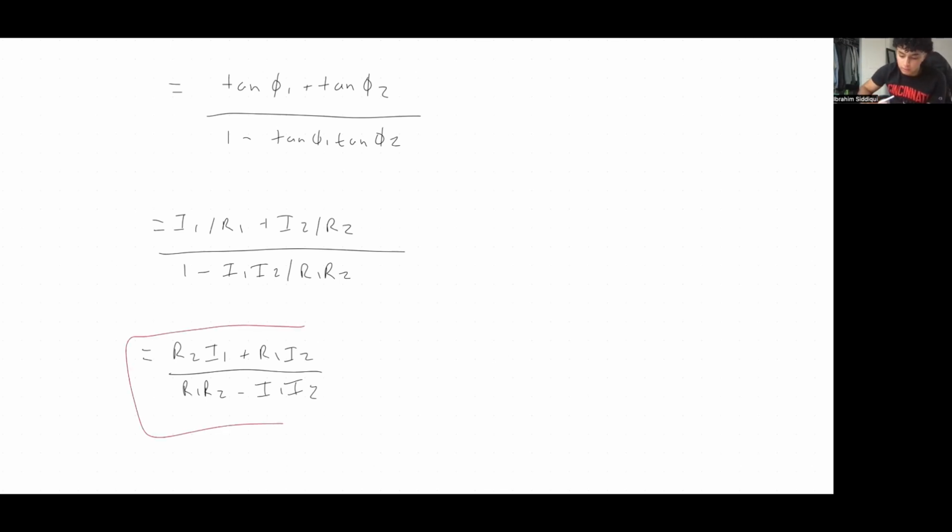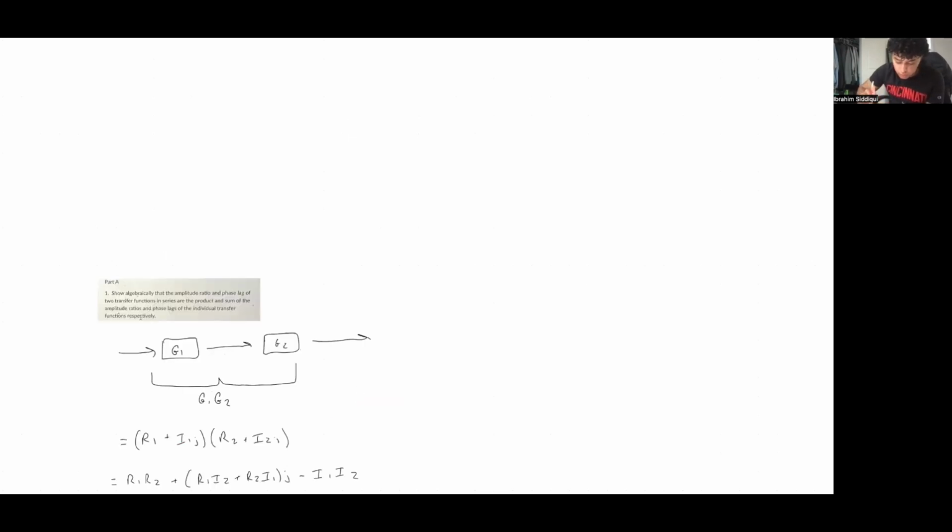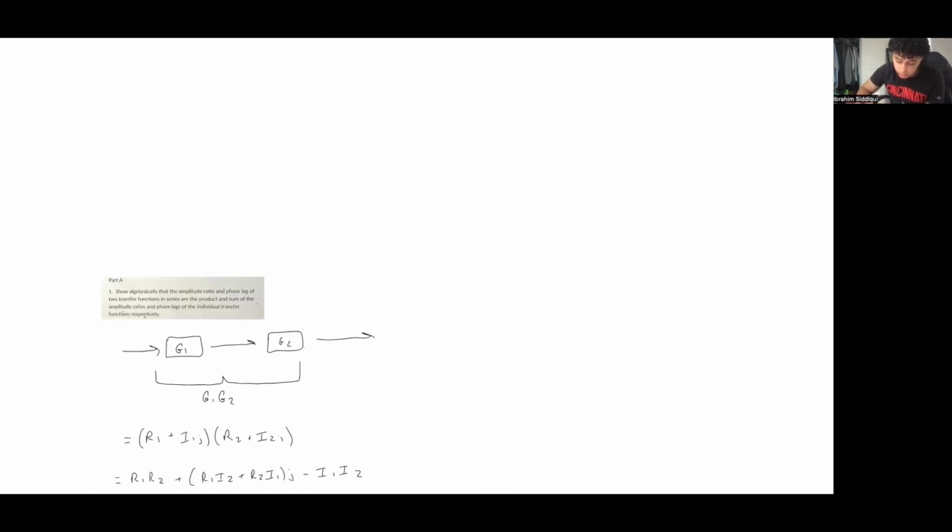Going back and looking at the problem statement, we are essentially showing algebraically that the amplitude ratio, that's what we were looking at, and phase lag of two transfer functions in series are the product and sum of the amplitude ratios and phase lags of the individual transfer functions, respectively. So, okay, that looks good.